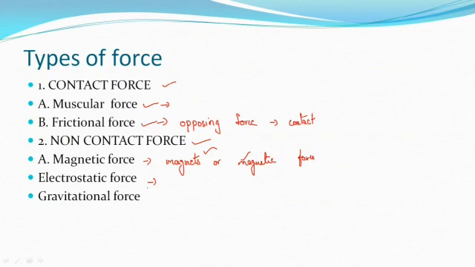Now electrostatic force: the force by a charged body on a charged or uncharged body. The force which is exerted by a charged body on a charged body or an uncharged body. We saw many examples for this also. And the last one is the gravitational force. Gravitational force is the force between any two objects which have mass. That is the gravitational force.